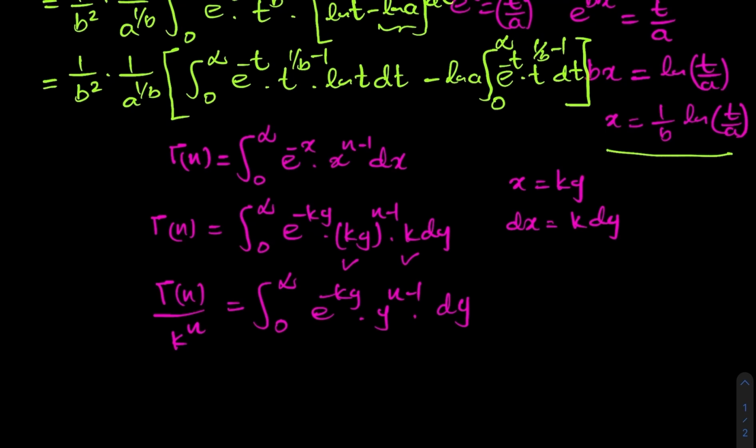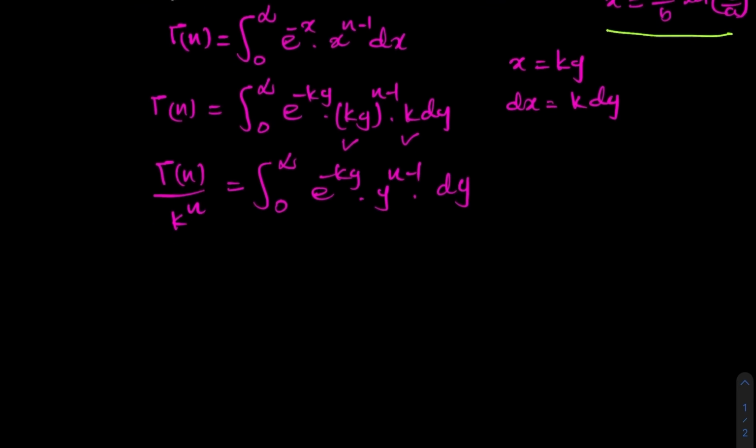Okay, then we know a definite integral is independent of the variable, so instead of y we can use x. So we can write gamma of n over k to the n is equal to the integral from 0 to infinity of e to the minus kx times x to the n minus 1 dx.